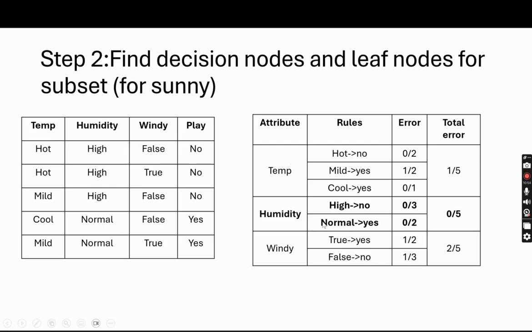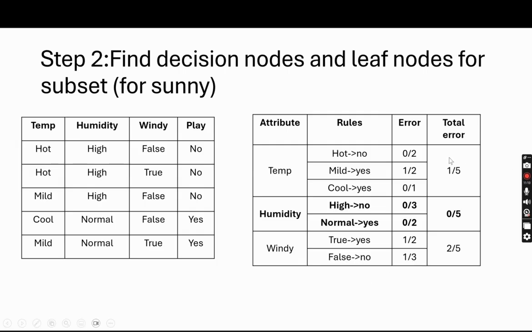Likewise, for humidity there are two values, high and normal. If the humidity is high, then it tends to no, which results in 0 error, and if the humidity is normal, it tends to yes, which also results in 0 error. Likewise, for windy there are two values, true and false. If it is true, then there is 1 error out of 2 entries, and if it is false, there is 1 error out of 3 entries.